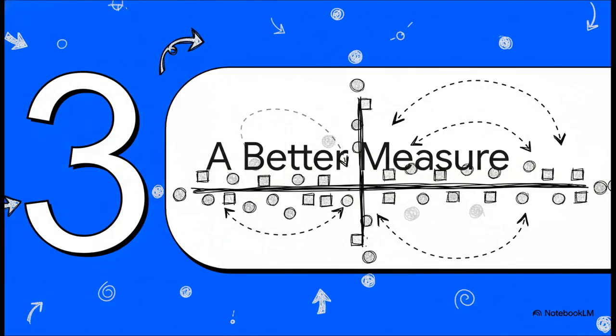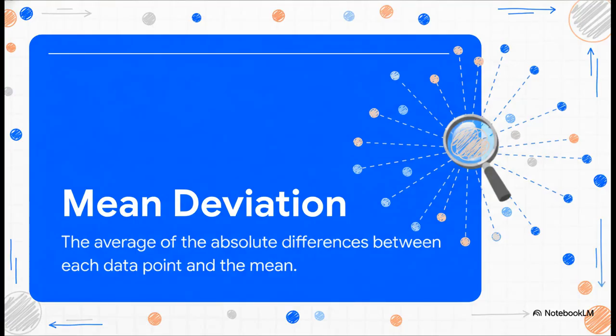Okay, so to get a more honest look, we need a tool that doesn't just focus on the extremes. And that brings us to our next level up, mean deviation. Now, unlike the range, this one actually considers every single data point and how far it is from the average. What's so great about this is that we're now figuring out the average distance of every point from the center. You can think of it as a more democratic way of looking at the spread. Every data point gets a voice. This gives us a way better sense of how consistent the data is.